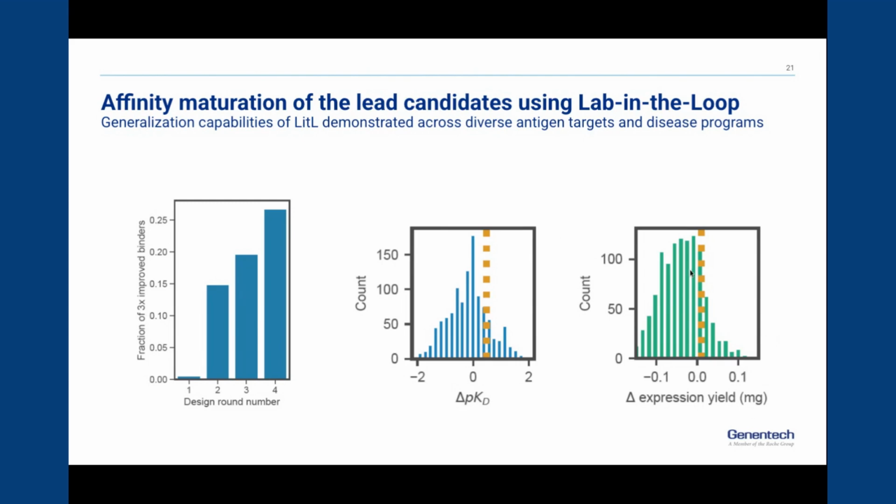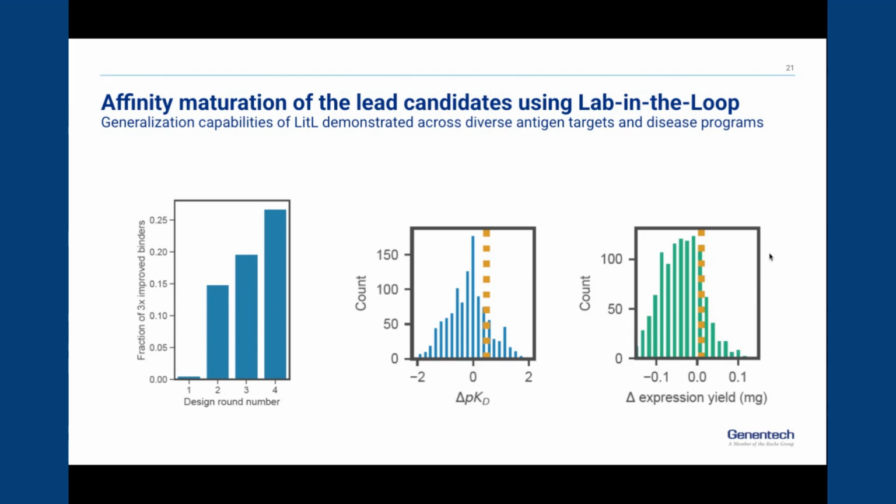Also, we measure the expression yield, and here it's the same histogram showing the difference in expression yield, measured in milligrams, between the seed and the design antibody. And the dashed vertical line is showing the 0.01 improvement in milligrams between the seed and the design.